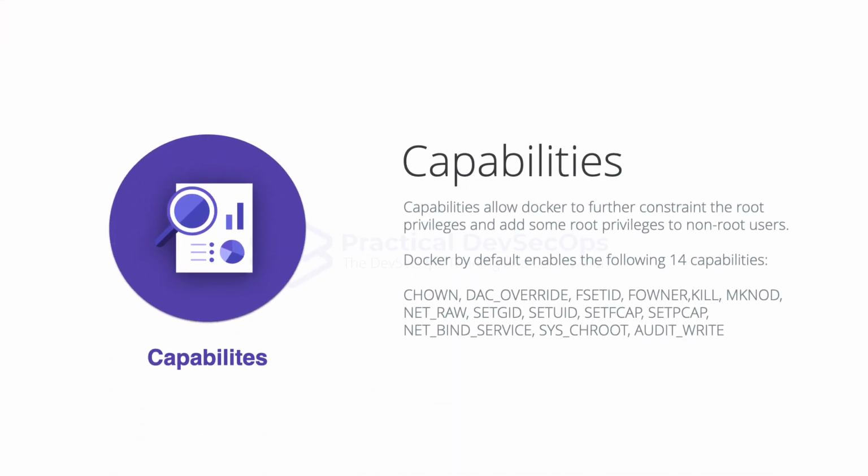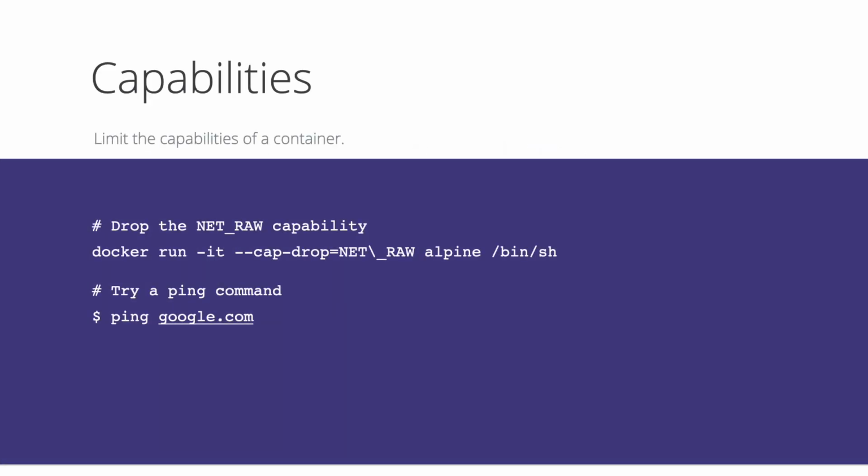Capabilities help us restrict activities that a root user can perform or add more permitted activities to a low-privileged user. Docker by default enables the 14 capabilities as presented here in this slide. The example here drops the net_raw capability for an Alpine container. Once inside the container, when we try and ping google.com, we would get a permission denied error.